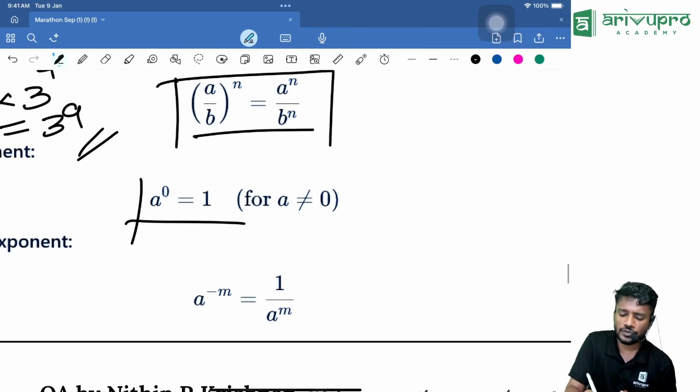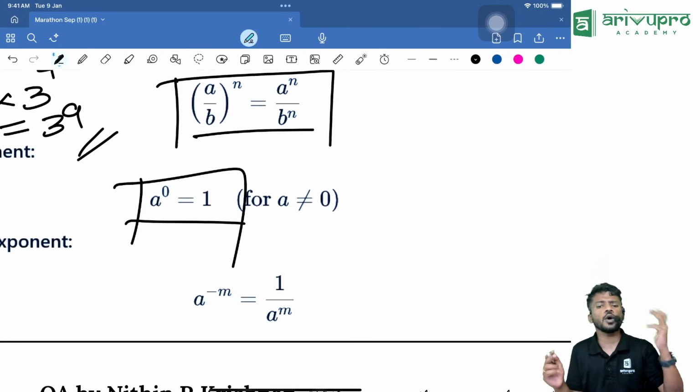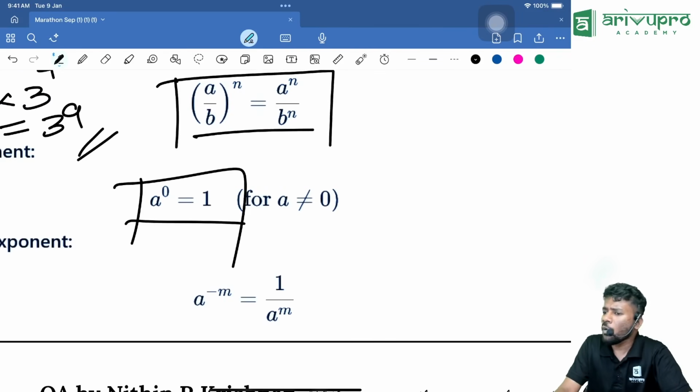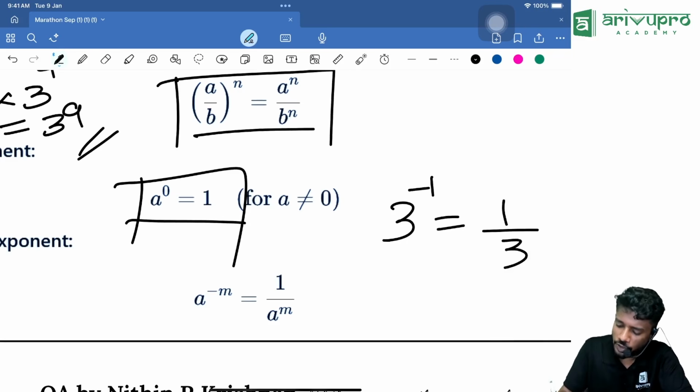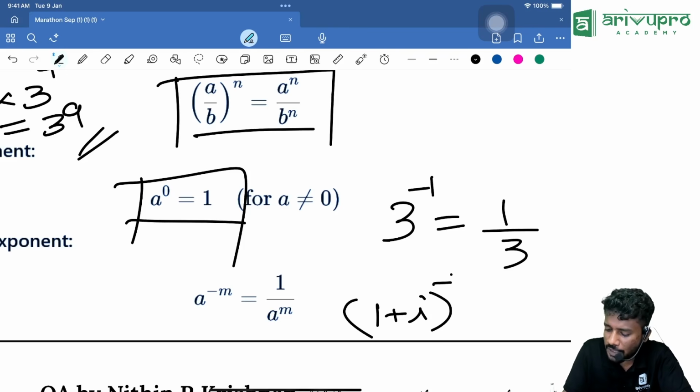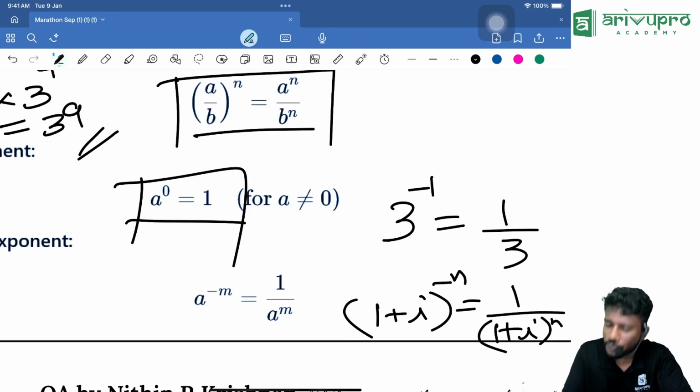Then a raised to 0. Any number raised to 0 is what? 1. Then what is the reciprocal? We are taking 1 by. For example, 3 raised to minus 1 can be written as 1 by 3. Do you remember, 1 plus i the whole raised to minus n can be written as 1 divided by 1 plus i the whole raised to n.